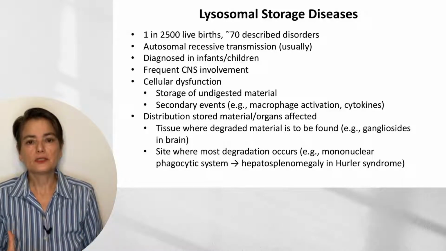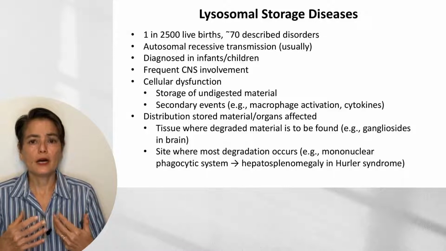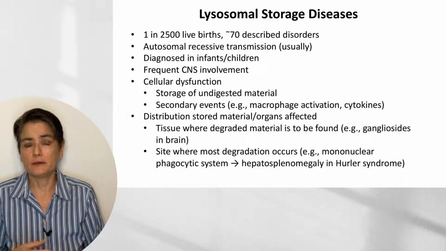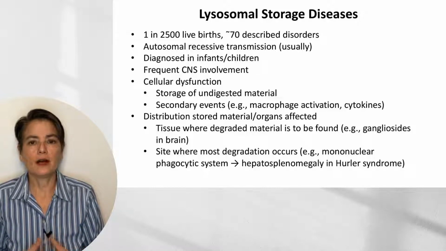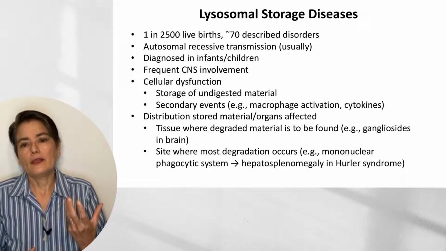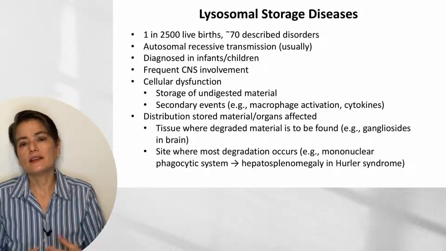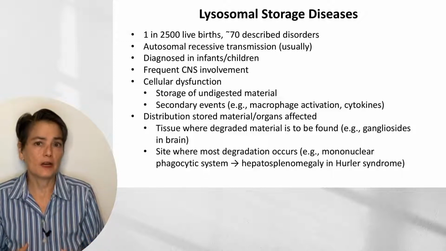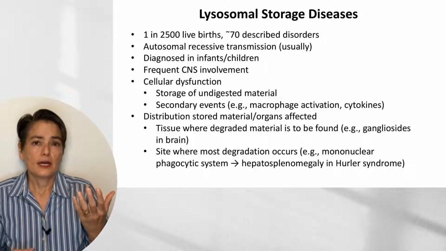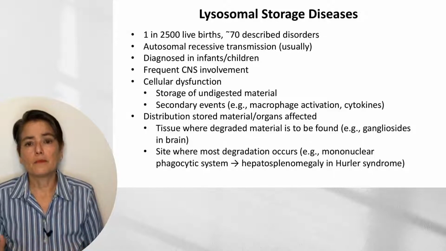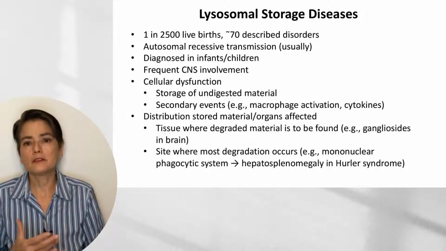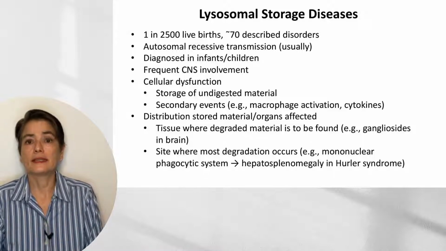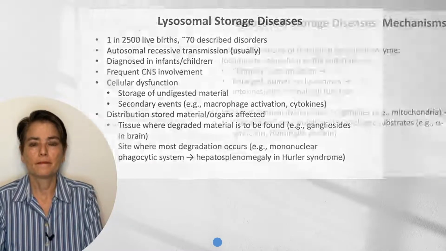But for other systems, we see that it's the mononuclear phagocytic system that is responsible for picking up debris and for addressing these issues. And the mononuclear phagocytes have a lot of lysosomes. They tend to accumulate in the liver and the spleen. So for example, in Hurler syndrome, we'll see hepatosplenomegaly. So hepatosplenomegaly is something we can commonly see in lysosomal storage disorders.